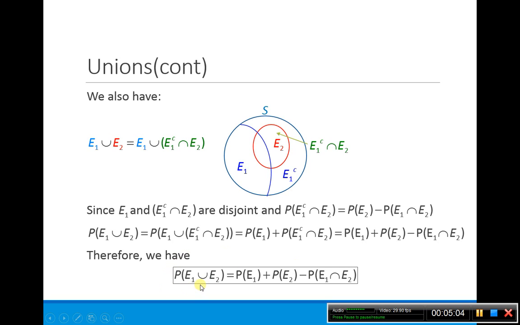If we have two events, E1 and E2, and we take the union of them, then the probability is going to be the sum of the probabilities minus whatever is in common. So if the intersection is the empty set, the probability of the empty set is always 0. So this would be back to our axiom of probability.